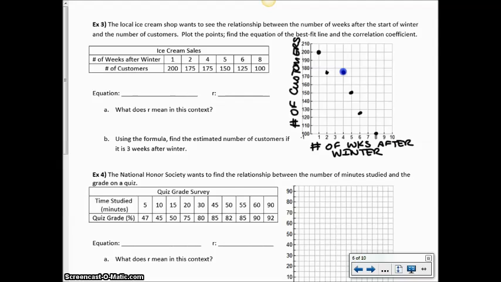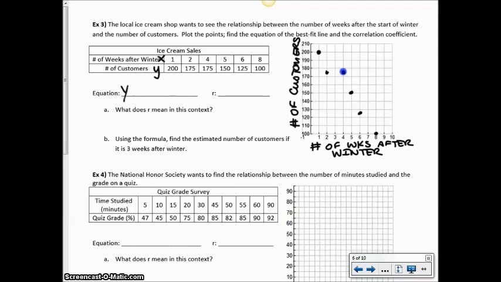All right, so we can look at this and we can see that there's definitely a linear regression happening somehow. It looks like it's going to be negative, so I would predict that my correlation coefficient is probably going to be negative. Okay, pause the video, go ahead and use these as your x and these as your y, and put those in your calculator and find the equation.